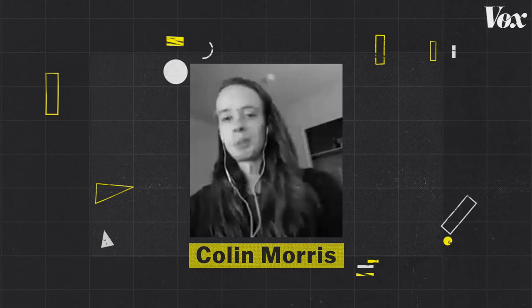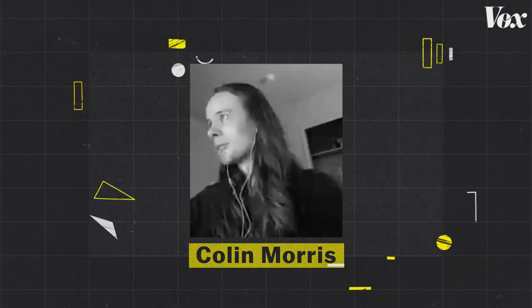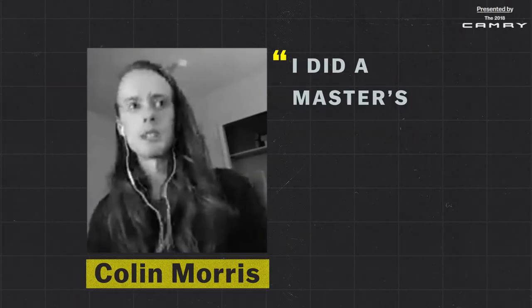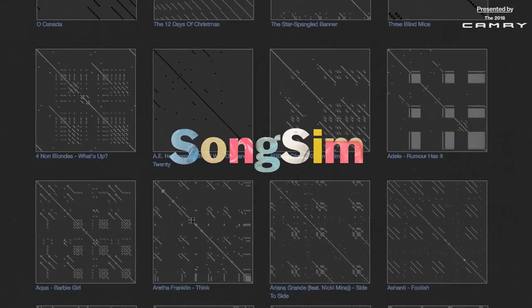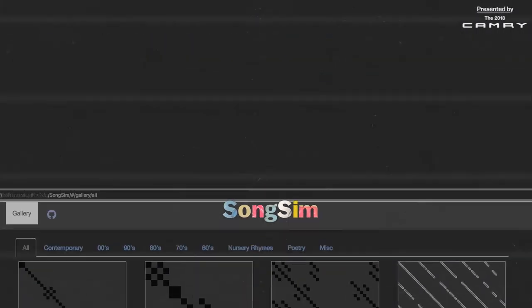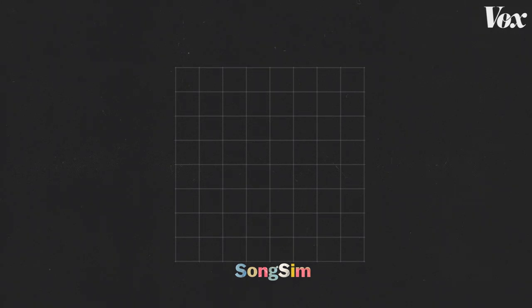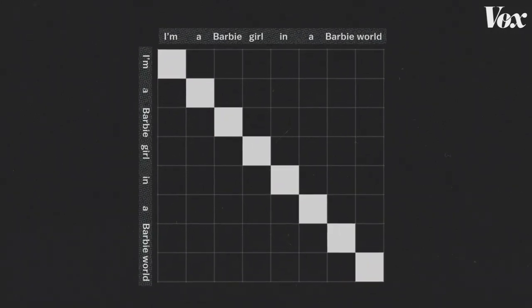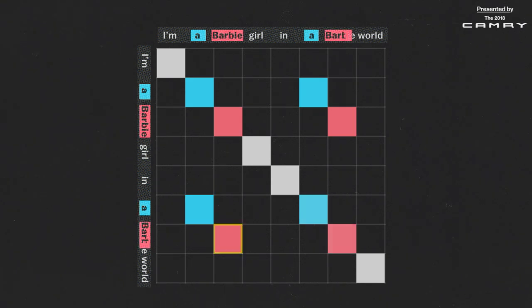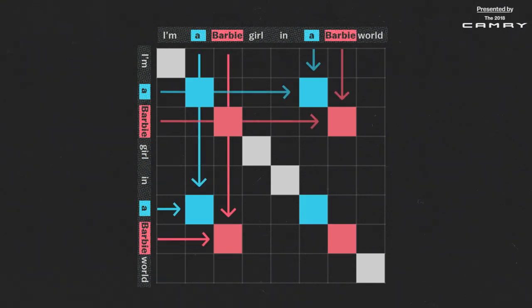This is Colin Morris. He's a computer programmer who loves pop music. I did like a master's degree in computational linguistics. Colin created this tool called SongSim. Each row and each column is a word in a song from beginning to end. But the interesting thing is when you see these structures that are off the diagonal. Those moments off the diagonal represent some form of repetition.